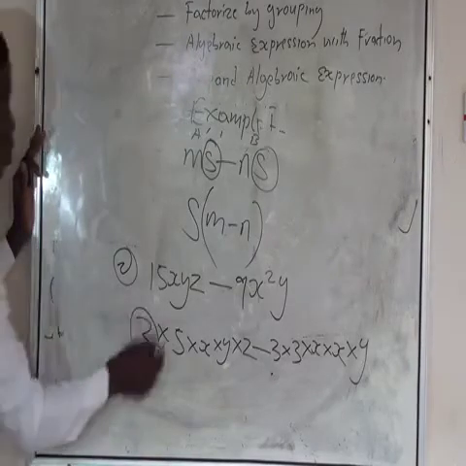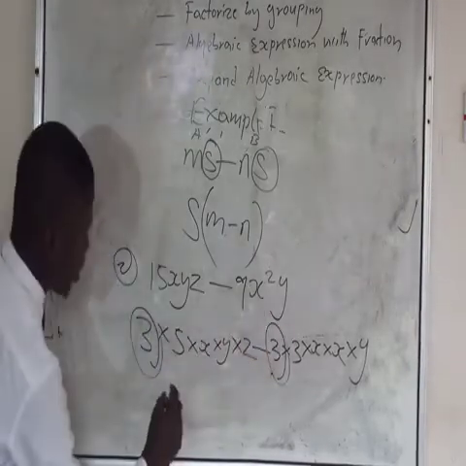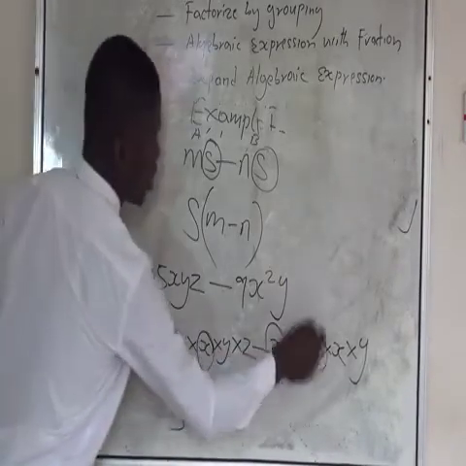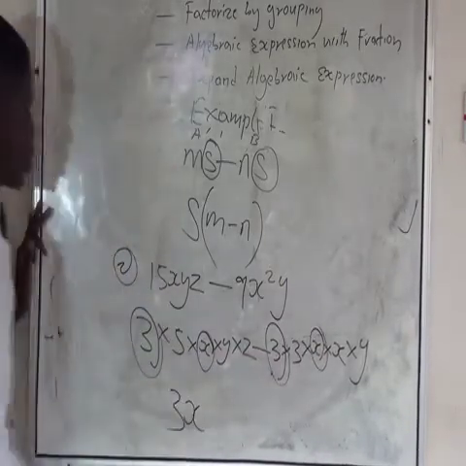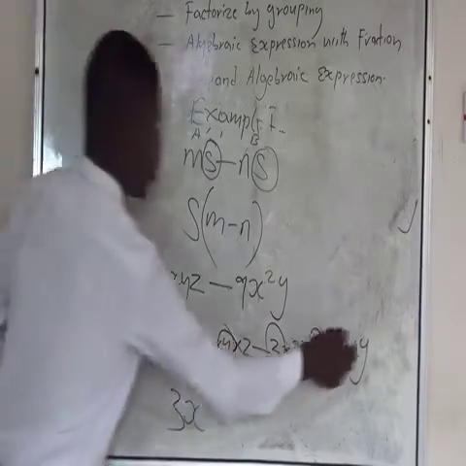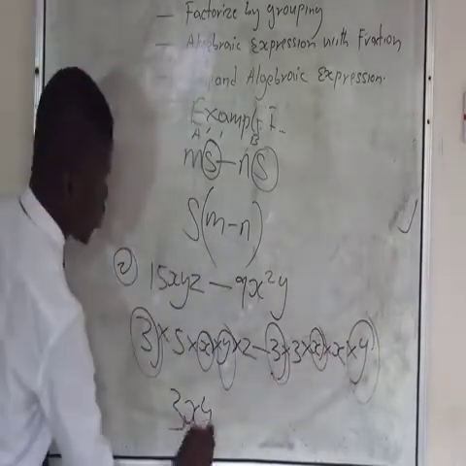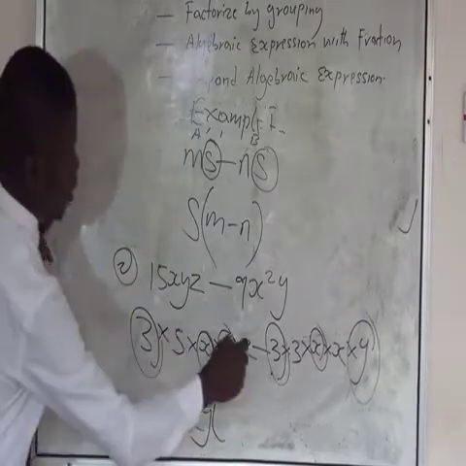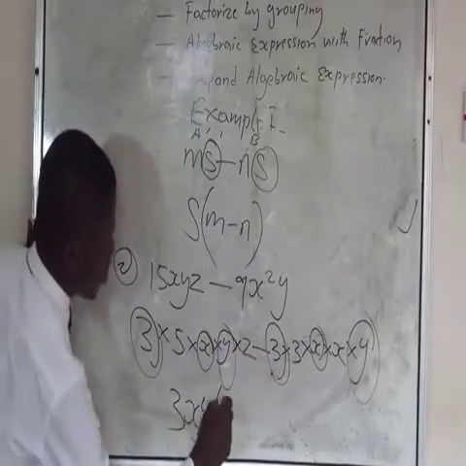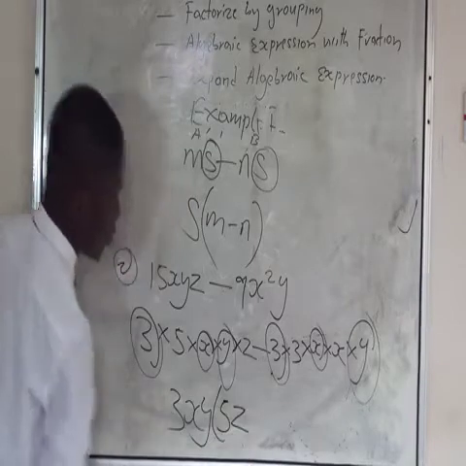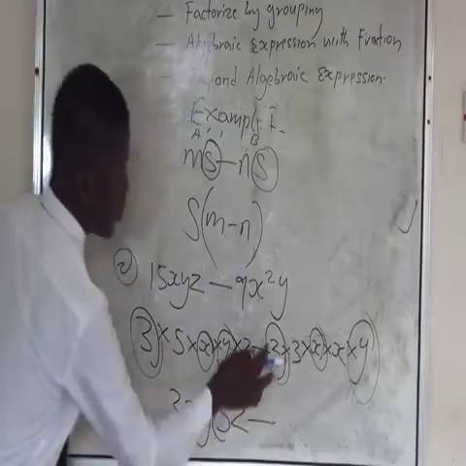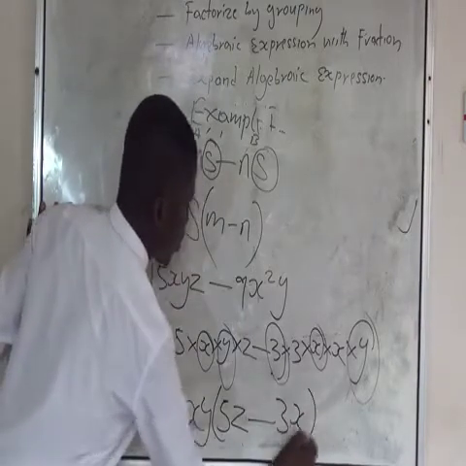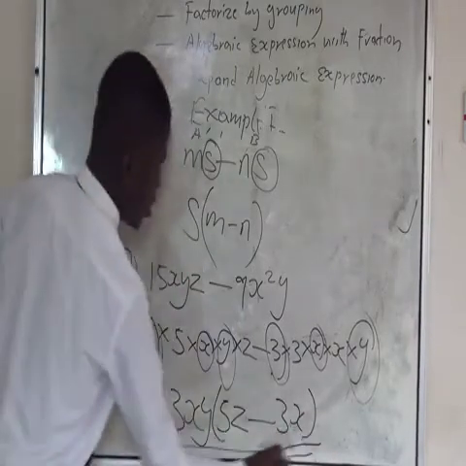Then we figure out the items that are common to both sides. 3 is common, you bring out 3. x is common, you bring out x. y is common, you bring out y. Then you put your bracket. This 5z is not common, so put inside the bracket 5z minus, bring back the sign, 3x. That's the final answer.